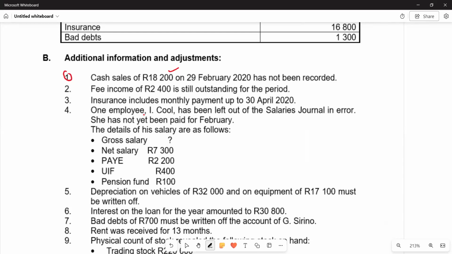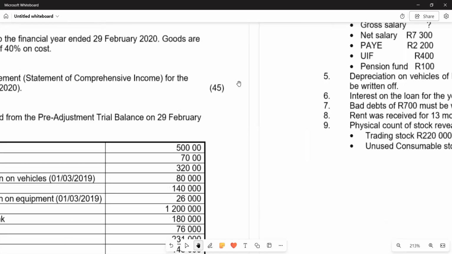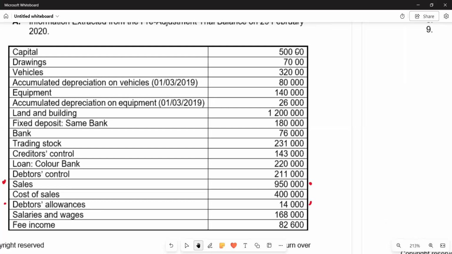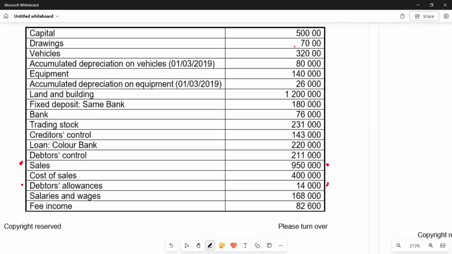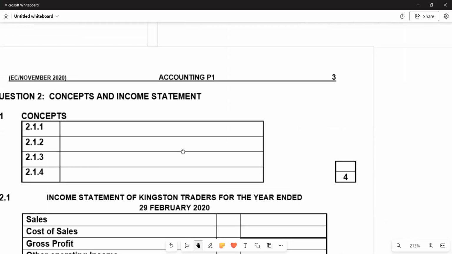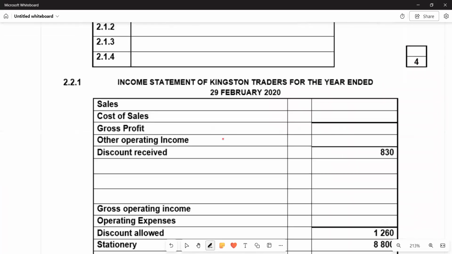So we are also going to calculate the cost price and then increase the cost of sales figure. This figure that we are given represents the selling price, so we need to calculate the cost price and then adjust the cost of sales. We will adjust that when we get there, which is the next calculation we are going to make. So basically, 950,000 is the figure for sales, and we are going to add the 18,200 of additional cash sales, and then subtract 14,000 for the allowance to get our net figure for sales. So we come here, and in brackets we have 950,000.